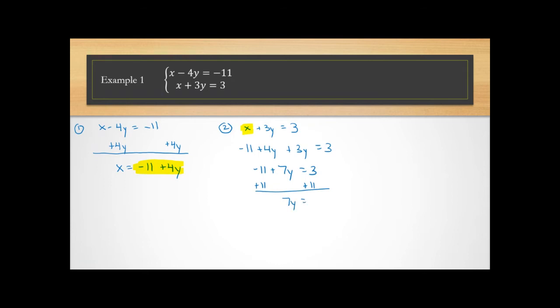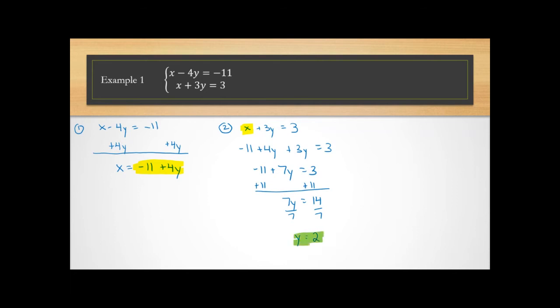So that gives me 7y equals 14. And then I divide both sides by 7. I get y equals 2. So once you get that, you are not done because we need to find both values. You have a y and an x.